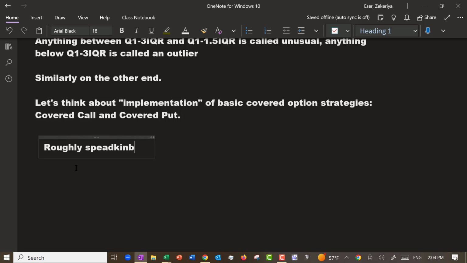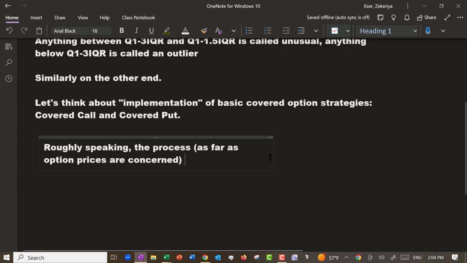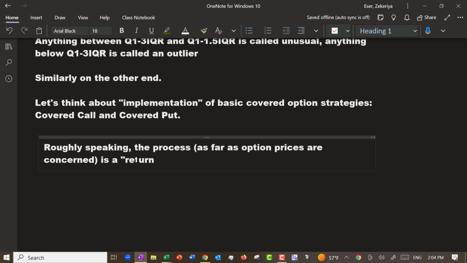Roughly speaking, the process as far as option prices are concerned is a return, or is a drift rate, which means average annual return at the short-term interest rate, and a volatility.